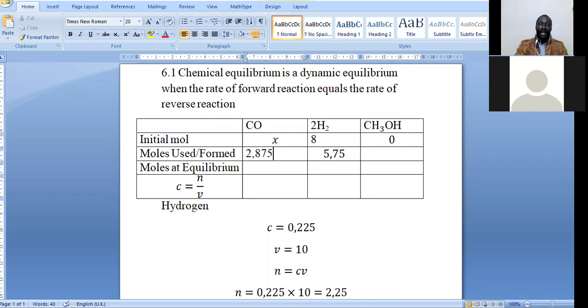Now, the next thing here is this. How about the number of moles here? We still look at the same mole ratio. So here we have 1, 2, 1. So we'll still be having the same number here, which is 2.875. Yes, that's what we have got so far.